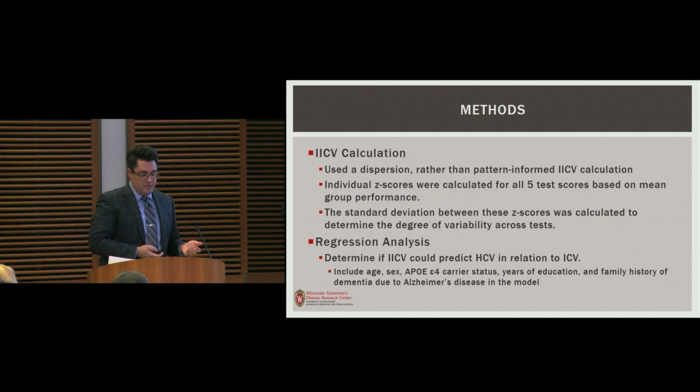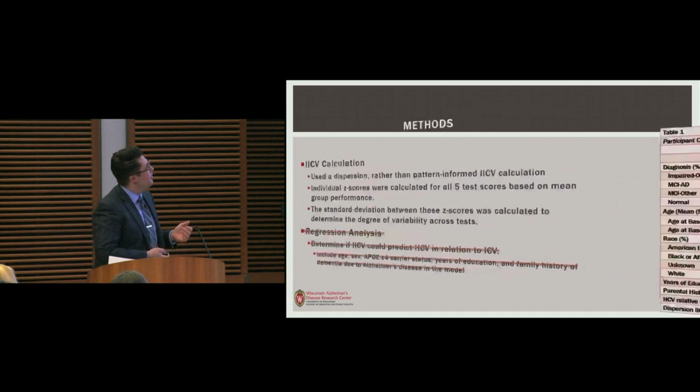We performed a regression analysis to determine if IICV could predict hippocampal volume in relation to intracranial volume. We included age, sex, ApoE epsilon 4 carrier status, years of education, and family history of dementia due to Alzheimer's disease in the model. Long story short, we didn't have any significant findings there. However, we did notice some sex differences within the cohort.